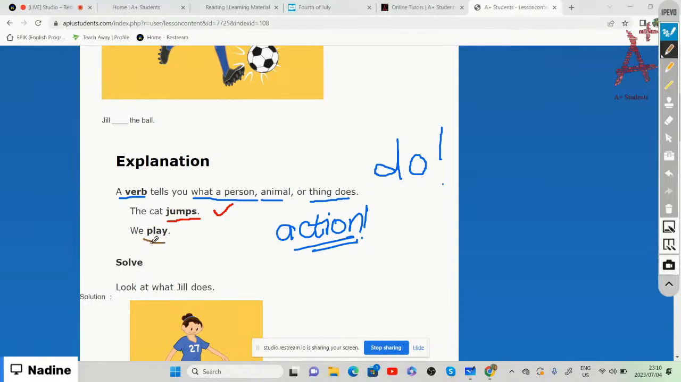Play. Wonderful. So, play is something that we are doing. So, jumps shows the action that the cat is doing, and play shows the action that we are doing, right? Because remember, a verb tells you what a person, animal, or thing does. It is what they do. It shows action, right? And with action, there's movement also, right? So that is a verb.